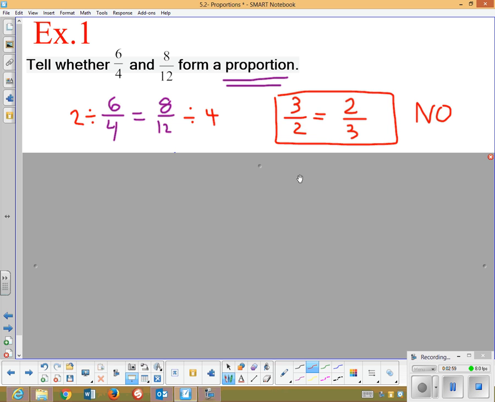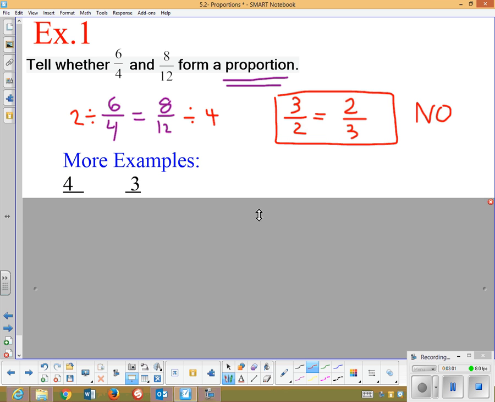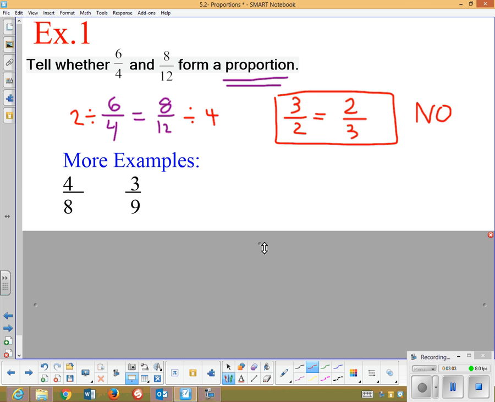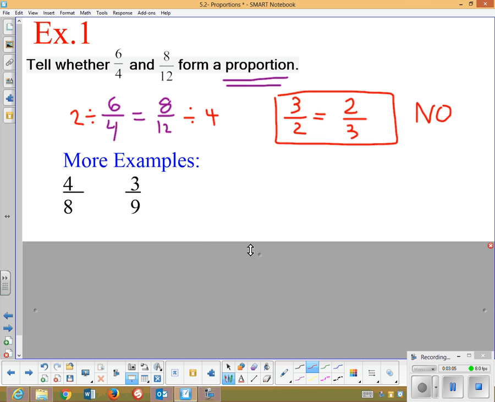The next example I have is 4/8 and 3/9. Again, to find out if they are the same or proportional, we're going to reduce. And to do that, don't forget you also need to put an equal sign in between. If you don't put an equal sign in between, it's not a proportion anymore. It's just two ratios. So you have to have that equal sign to make it a proportion. So now, let's go ahead and see if we can simplify this one. It looks like we can simplify it by 4.